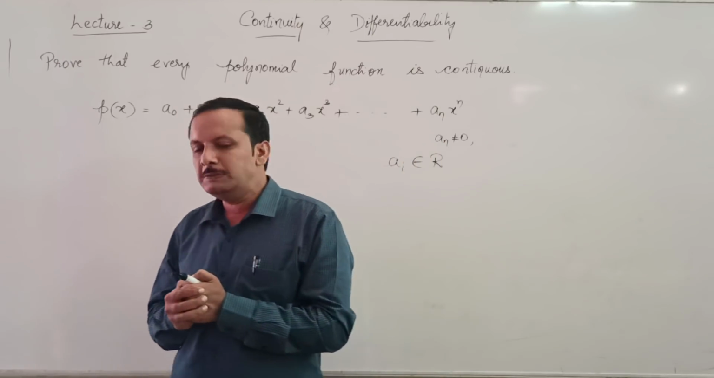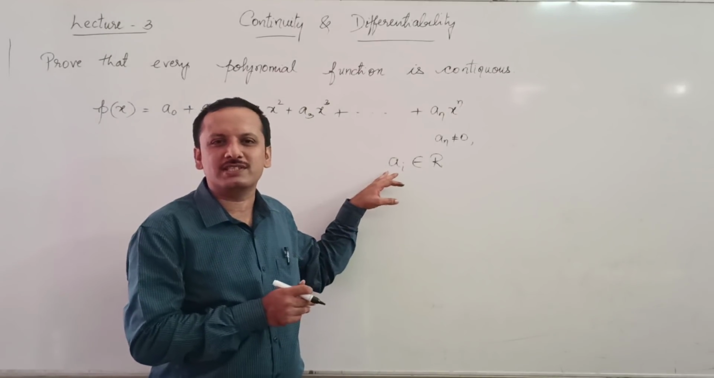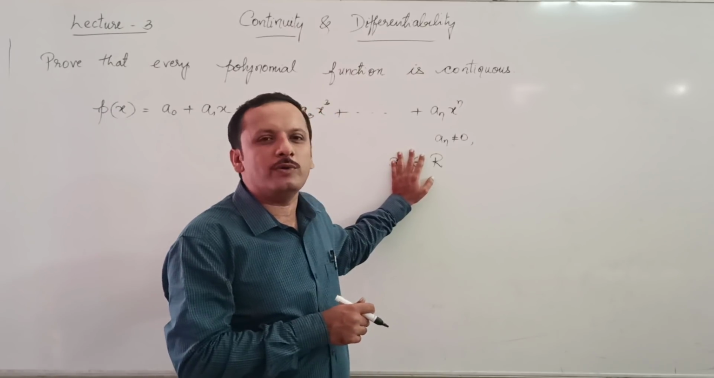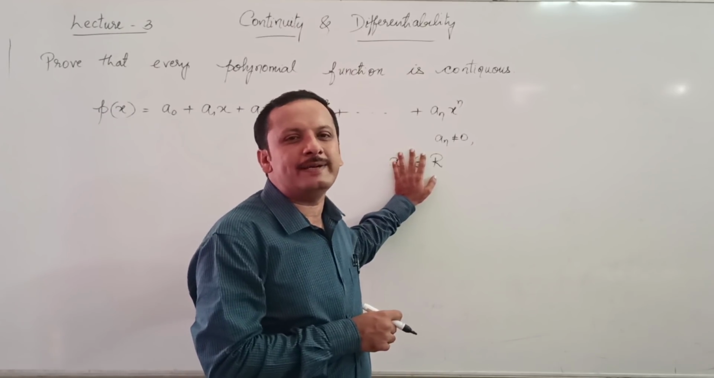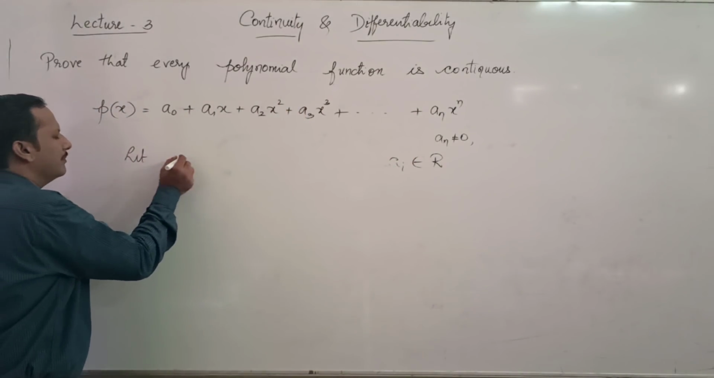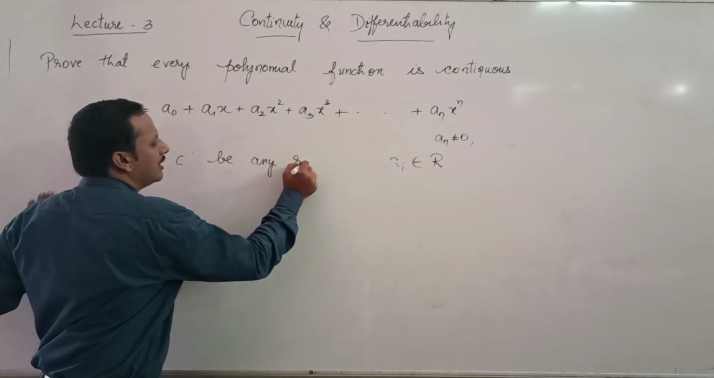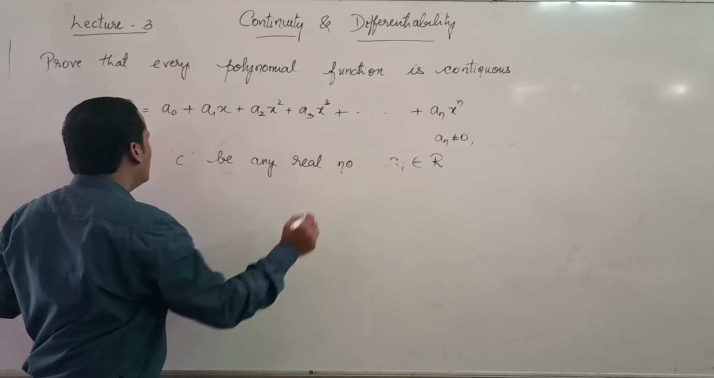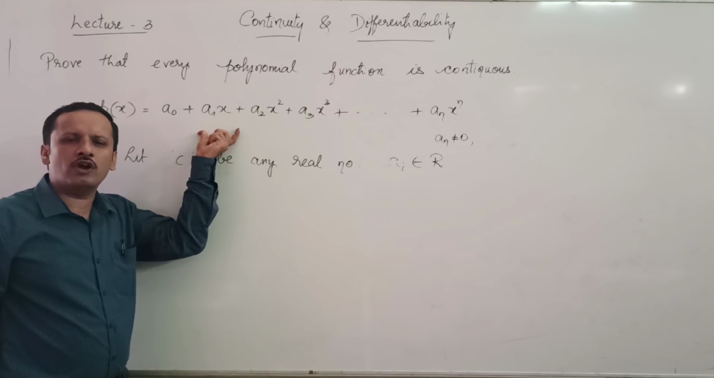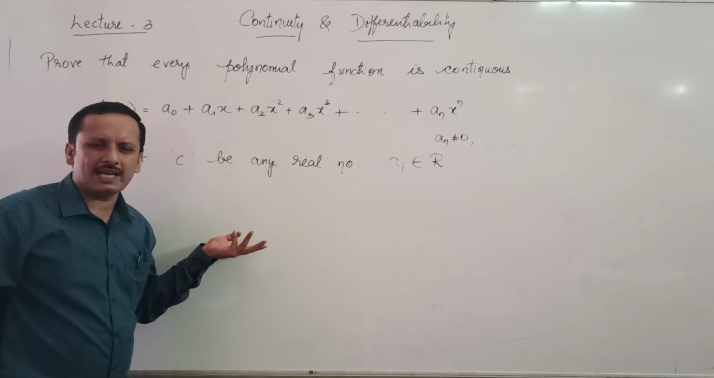Okay. So now I cannot take all the real numbers one by one, because it is a never-ending process since there are infinitely many real numbers. So what we do here is we will take an arbitrary real number. Let c be any real number. Then we will check whether at this point c, this function p of x is continuous or not. If it is continuous at c, then we can say that it is continuous everywhere.